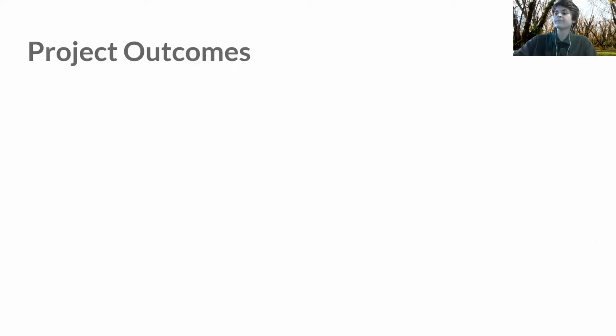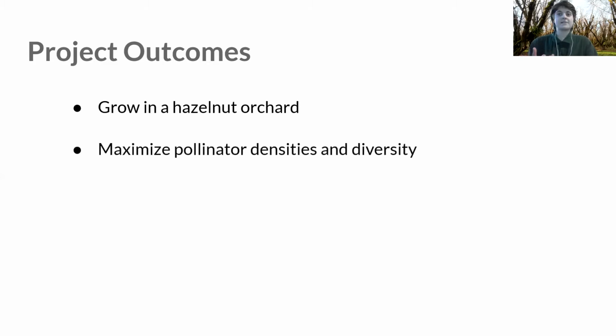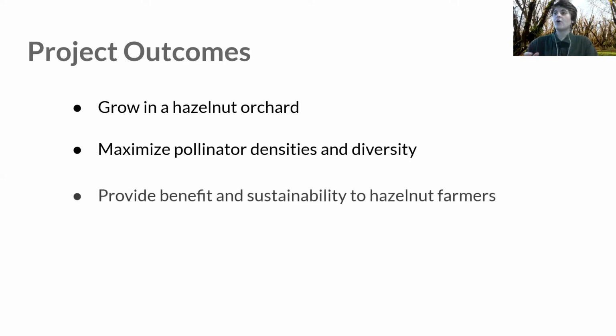The main goals of this project are to have a cover crop seed mix that can grow in a hazelnut orchard really well, while maximizing pollinator density and diversity. And also we want it to provide the most benefit and sustainability to hazelnut farmers by offering them things like erosion control and moisture retention in the orchards.